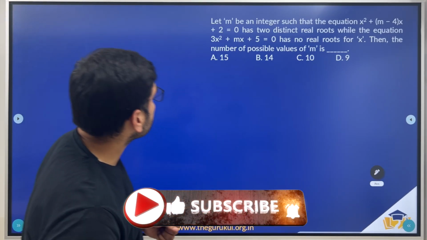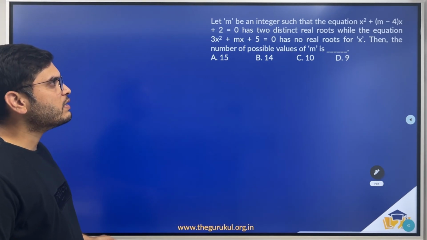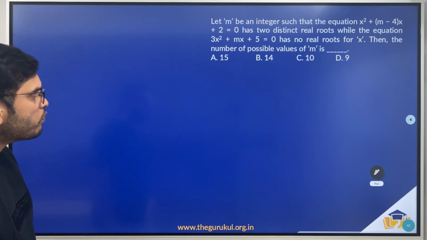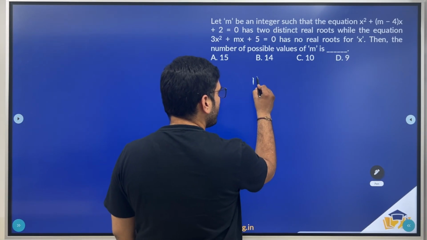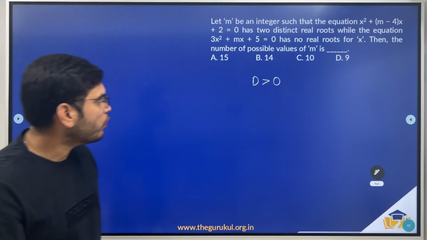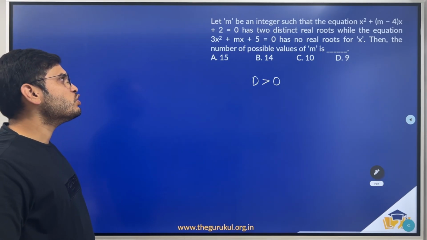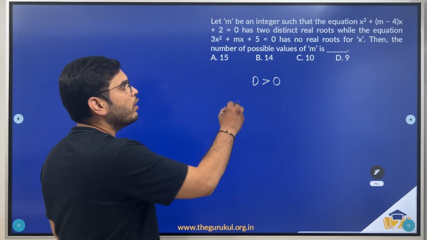Now coming to the fourth question. Let m be an integer such that the equation x² + (m - 4)x + 2 = 0 has two distinct real roots. So the discriminant should be strictly greater than 0, it cannot be equal to 0. While the equation 3x² + mx + 5 = 0 has no real roots for x.